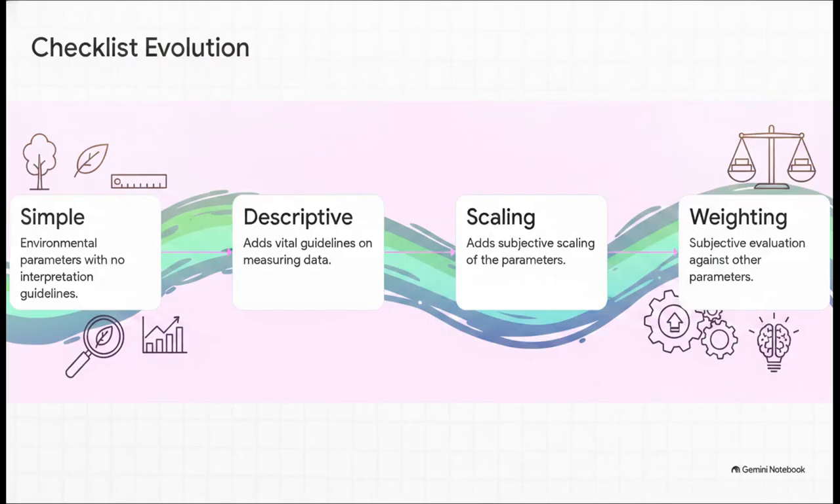So checklists are definitely not a monolith. They actually exist on this fascinating spectrum of sophistication. In environmental impact analysis, there are four general types, and they represent a clear step-by-step progression in complexity. We start at the absolute baseline with the simple checklist, move up to the descriptive checklist, advance again to the scaling checklist, and finally arrive at the most complex form of all, the scaling weighting checklist. Let's break down exactly what happens as we level up through these steps.